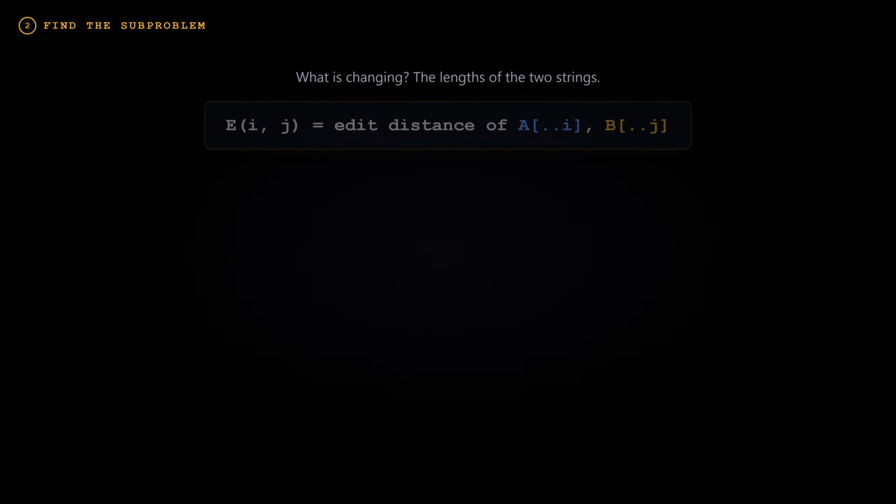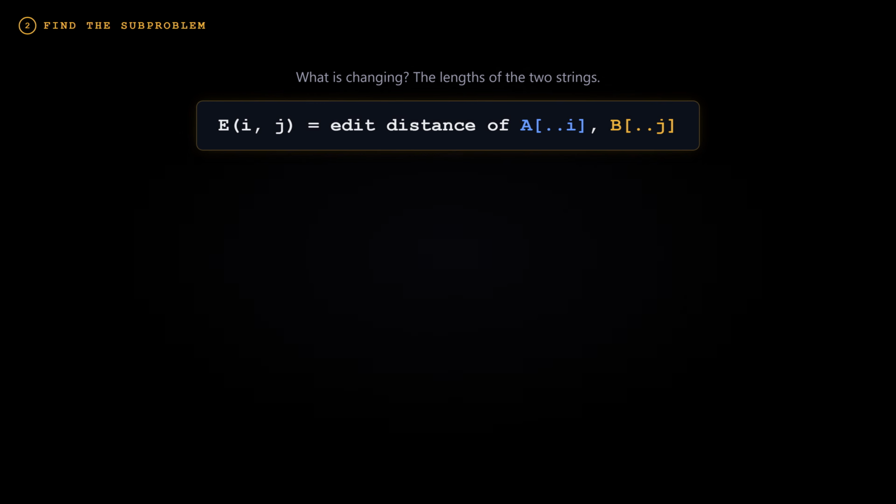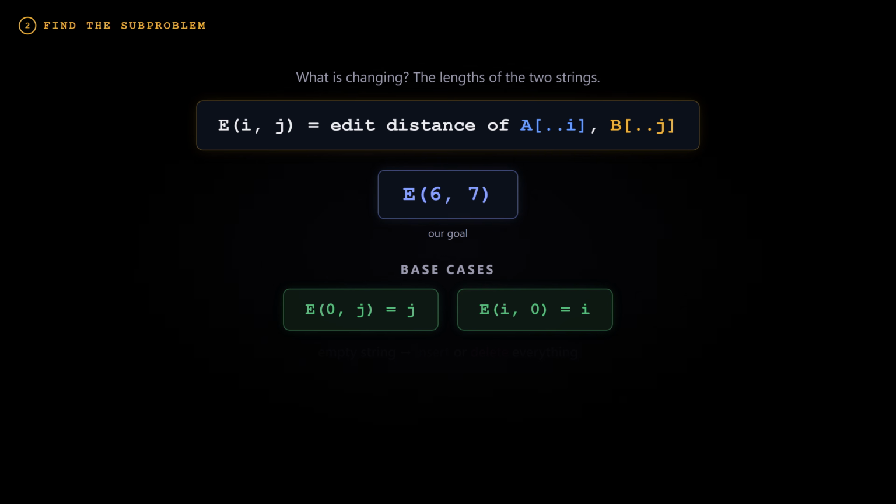So a natural subproblem is to define E of i and j as the edit distance between a string A of length i and a string B of length j. Our ultimate goal is to find E of 6, 7, since kitten has 6 characters and sitting has 7. For base cases, if string A is completely empty, the only way to match string B is to just insert all of B's characters. And if string B is empty, we just delete all of A's characters.